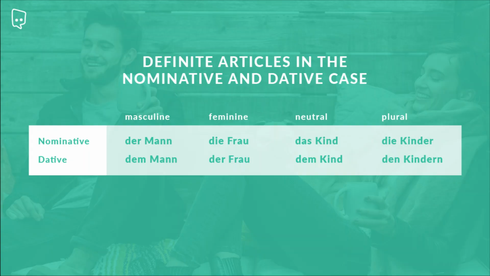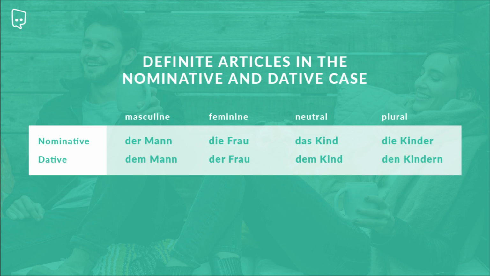Now we have to take a look at the articles because the articles change in the dative case, as you may have noticed. We don't say die Frau, but we say der Frau. We don't say der Mann, we say den Mann in the dative case. Let's take a look at that. Let's take a look at the following table. You can see the definite articles in the nominative and dative case.